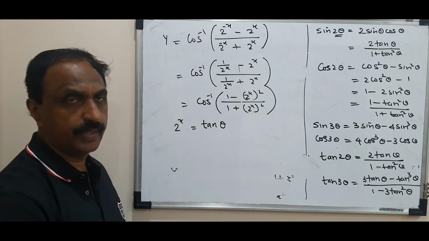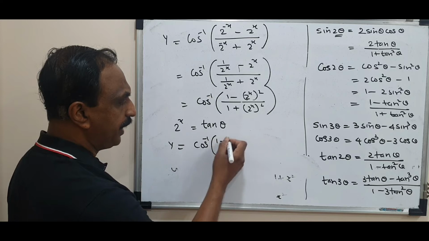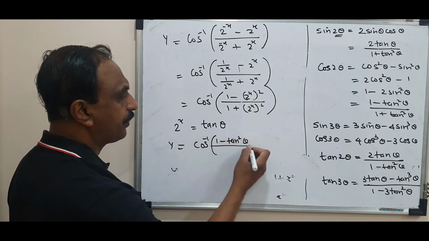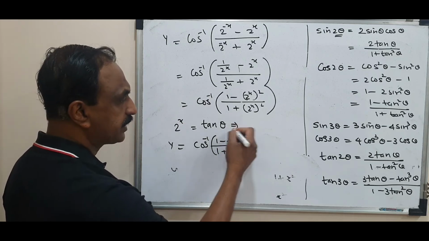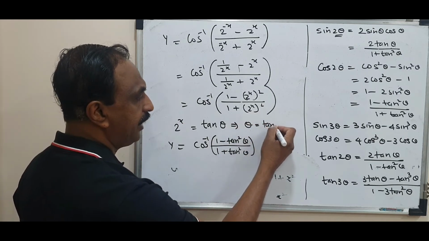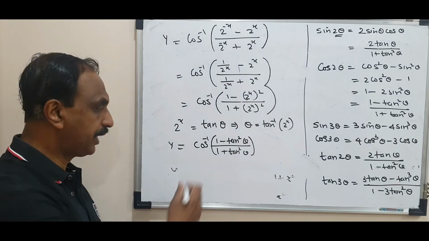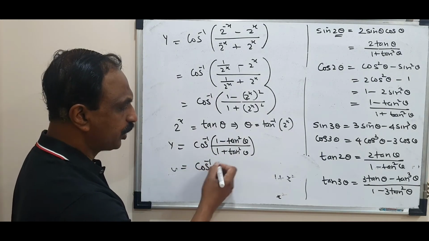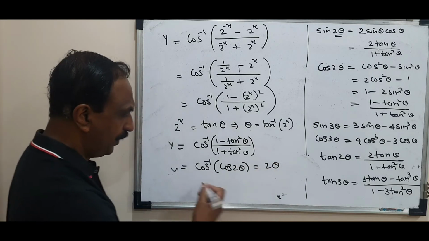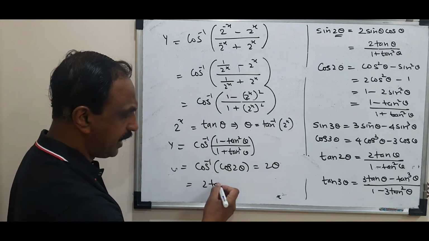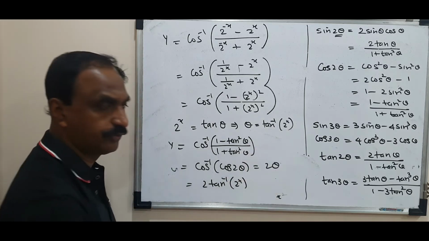If I put 2 raised to x as tan theta, this function will turn out to be cos inverse of (1 minus tan square theta) upon (1 plus tan square theta). Also, I should remember this, theta is tan inverse of 2 raised to x. So in the last step, theta will be replaced. So cos inverse of cos 2 theta, which is 2 theta, which can be written as 2 tan inverse of 2 raised to x, because theta is nothing but tan inverse of 2 raised to x.